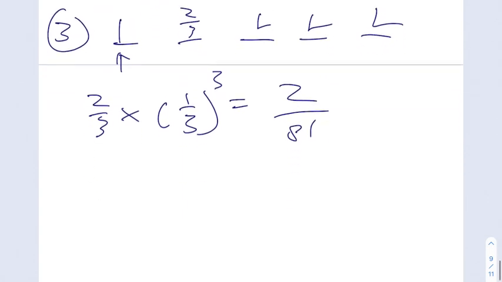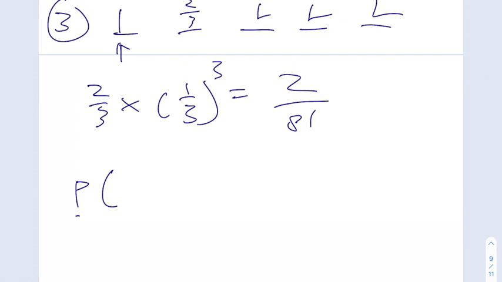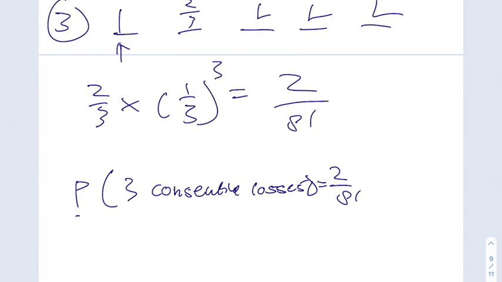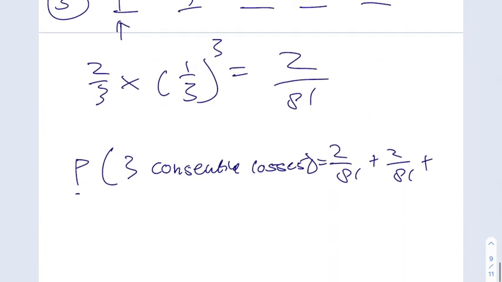So the final answer is going to be, the probability of 3 consecutive losses is going to be 2/81 plus 2/81 plus 1/27, which is going to be 7/81.